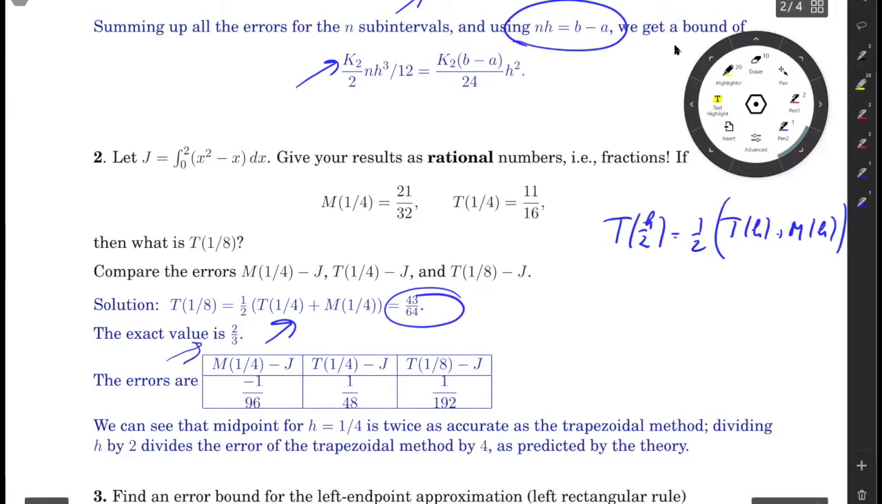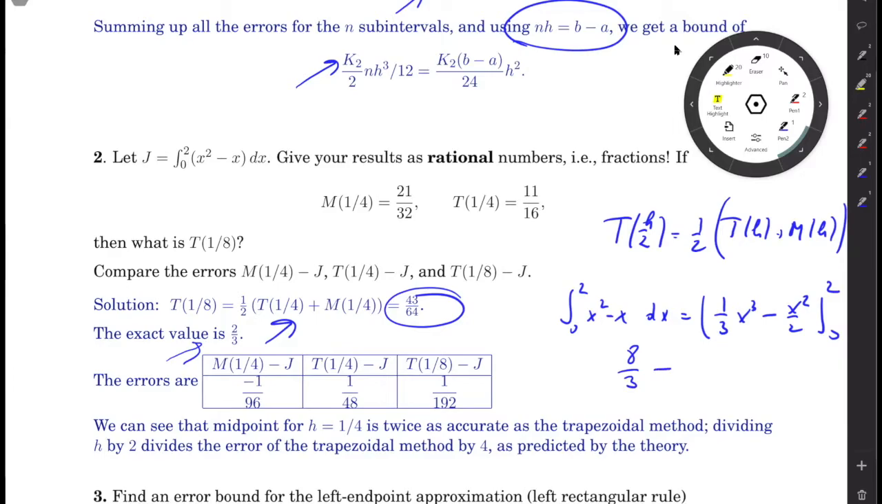So why is that? Because it's the integral from 0 to 2 of x squared minus x dx. That would be 1 over 3 x cubed minus x squared over 2, from 0 to 2, right? And so this gives me, the first term here is 8 over 3 minus, the x squared is 4, so it's 4 over 2, 2. So this is 2/3. So this is where this 2/3 comes from. And then you just have to take the differences, and this is just using rational numbers.